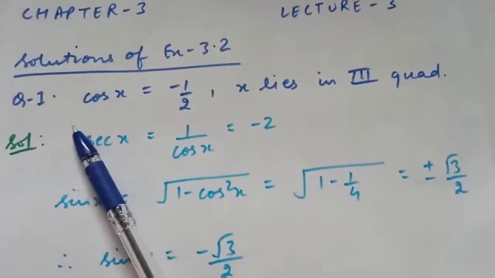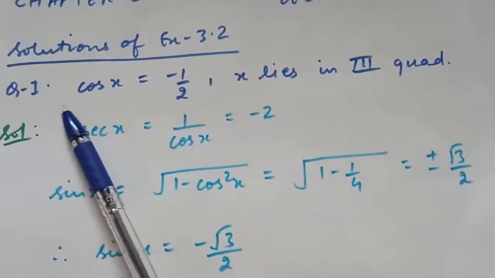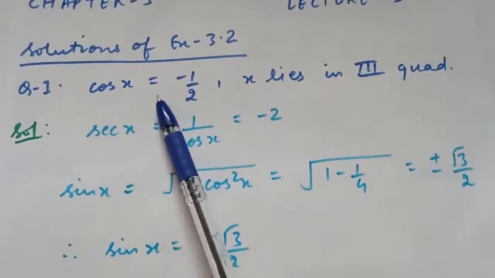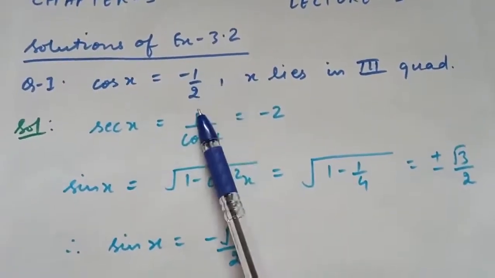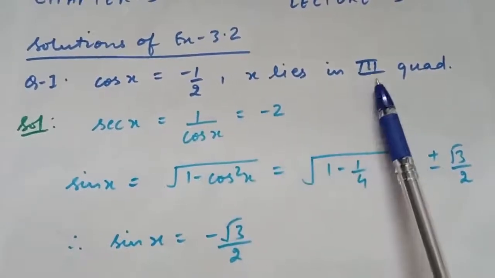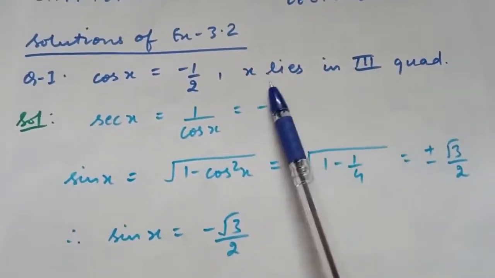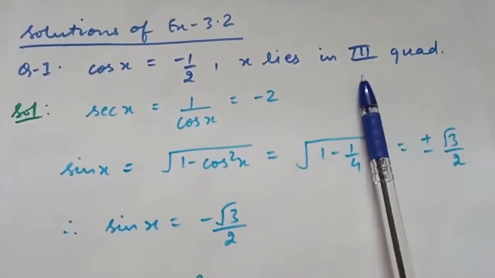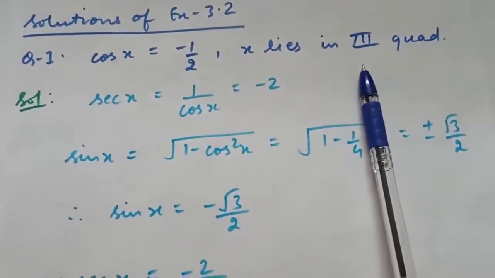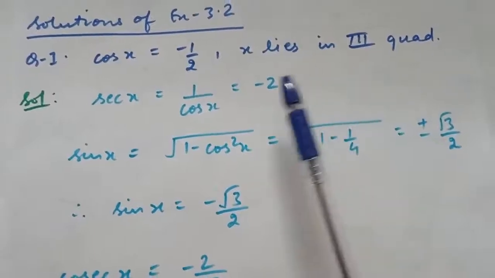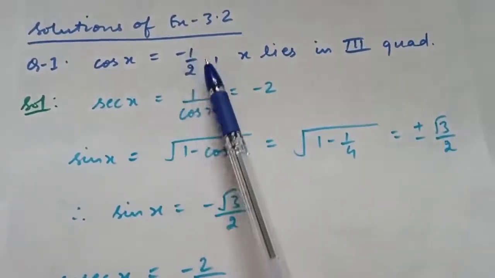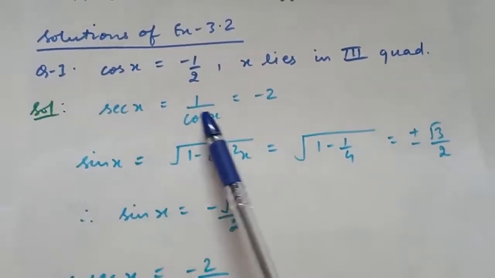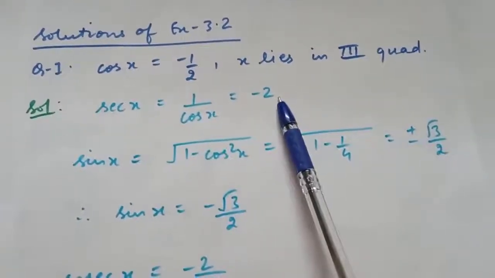So question first is find the other trigonometric functions when it is given that cos x is equal to minus 1 upon 2, x lies in third quadrant. So when x lies in third quadrant, only trigonometric functions tangent and cot will be positive, right? Now cos x is given as minus 1 by 2. So reciprocal of it, secant x, will be minus 2.